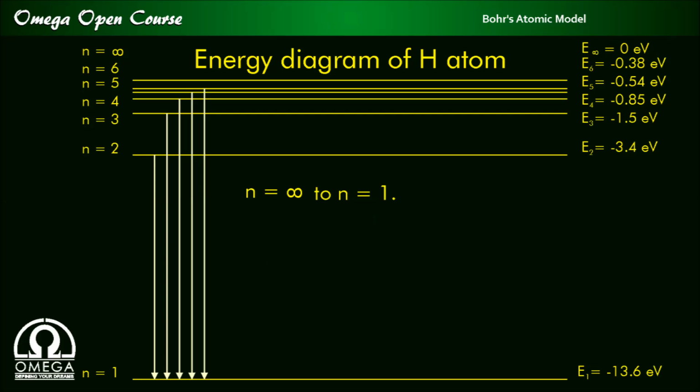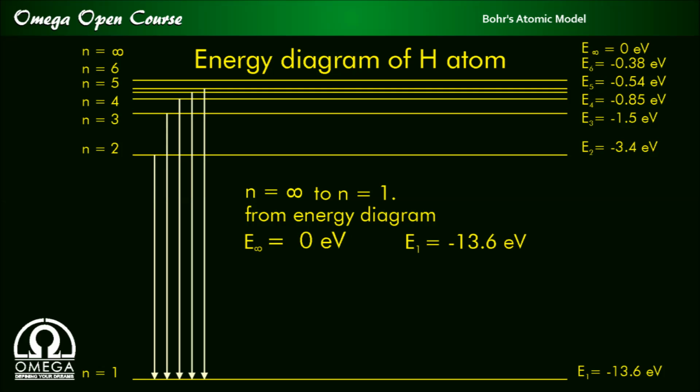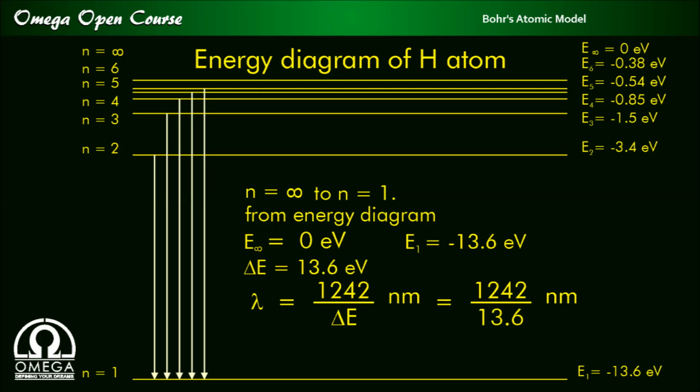Now let us calculate the wavelength of the photon emitted when the electron makes transition from n = infinity to n = 1. From the energy diagram, E infinity is equal to 0 electron volt and E1 is equal to minus 13.6 electron volts. And hence delta E is equal to 13.6 electron volts. Therefore, lambda is equal to 1242 by 13.6 electron volt, which is equal to 91.2 nanometers. The corresponding line is as shown.